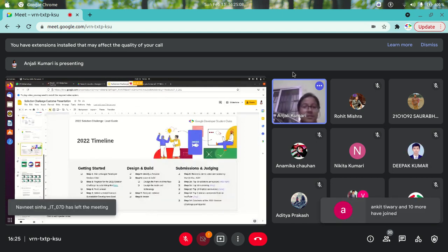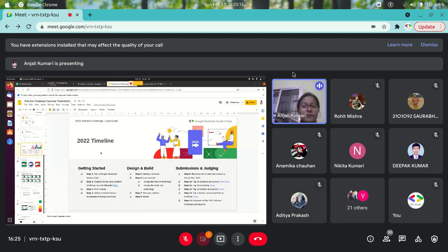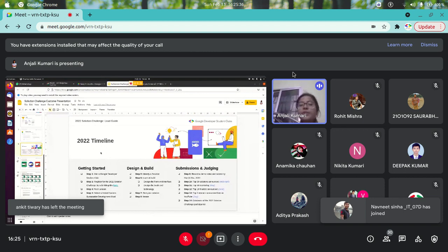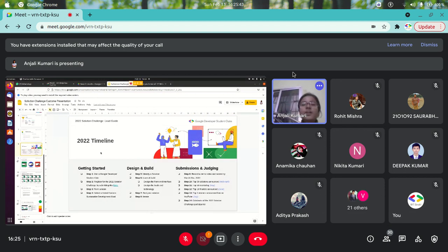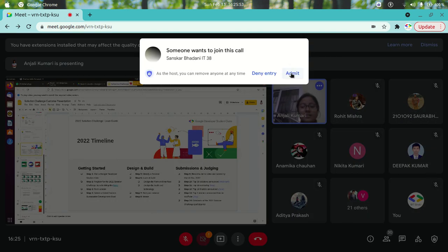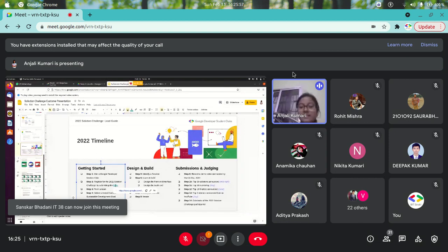Coming to next, what is the timeline and how can one participate in it? So first is the getting started phase. Note, as I said at the beginning, the Solution Challenge is being organized by GDSC Global, and not everyone is eligible to participate in it. Only those students would be able to participate who are part of a college where a Google Developer Student Club exists. Okay, so first you have to join Google Developer Student Club, and after that, you have to register for the Solution Challenge by visiting this link.